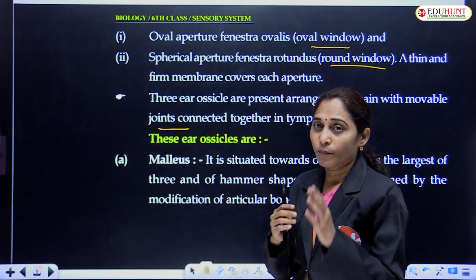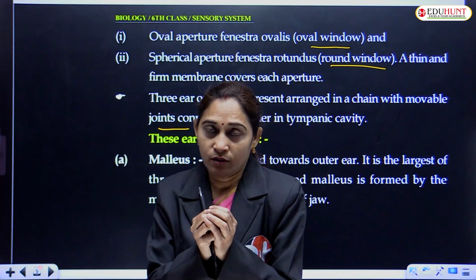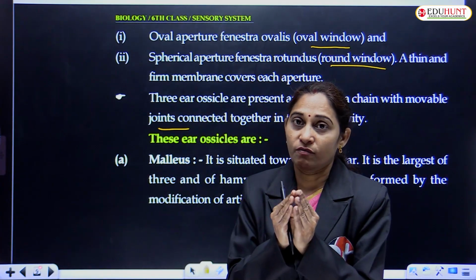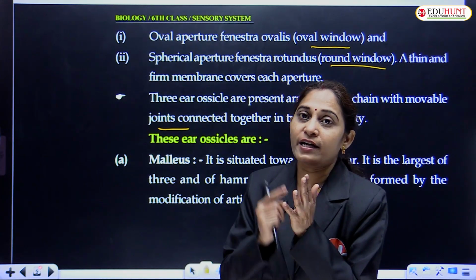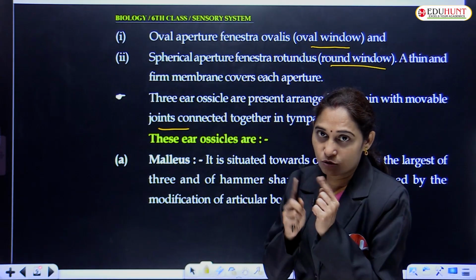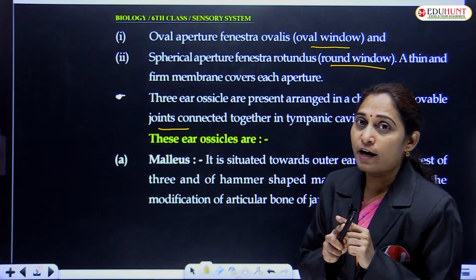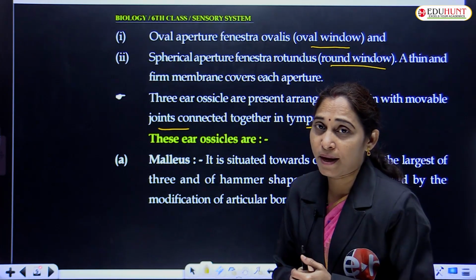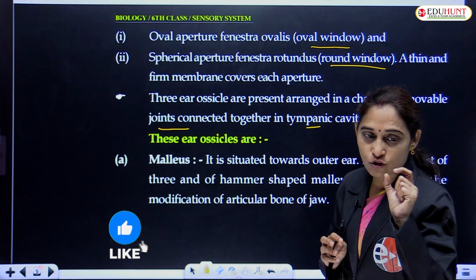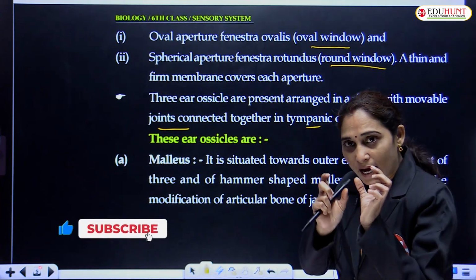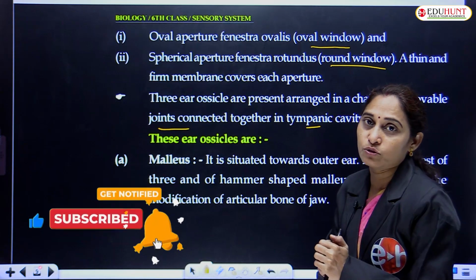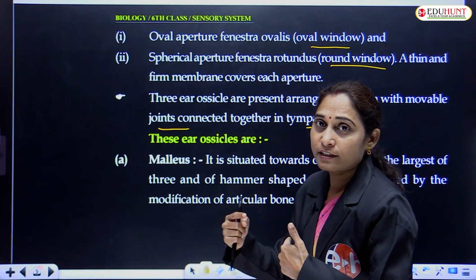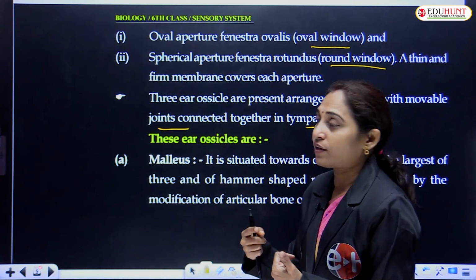Where there is a bone, there is a connection between bones, and that is called joints. Even the connections between bone and muscle we call ligaments. So there are ligaments and joints. Since these bones are connected, they are joined with the tympanic cavity through different joints. These three ossicles are like a chain, each related to the next, and the whole chain is connected to, or leading to, the tympanic cavity through different joints.